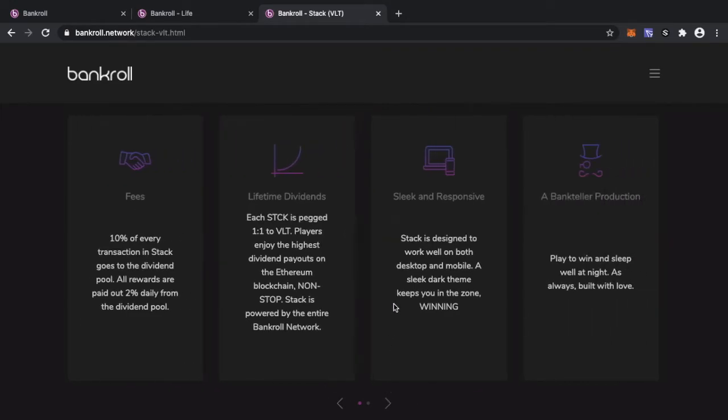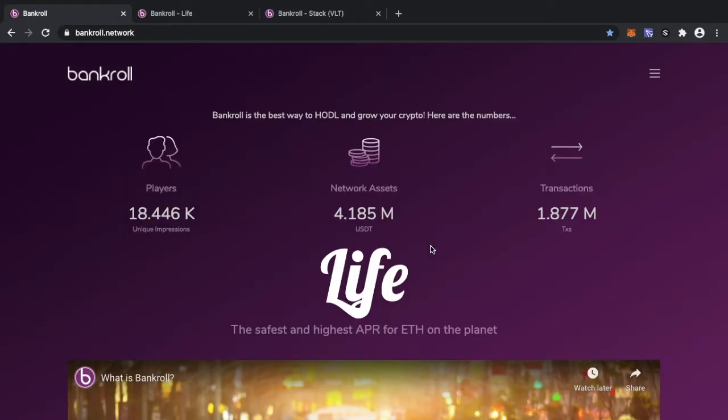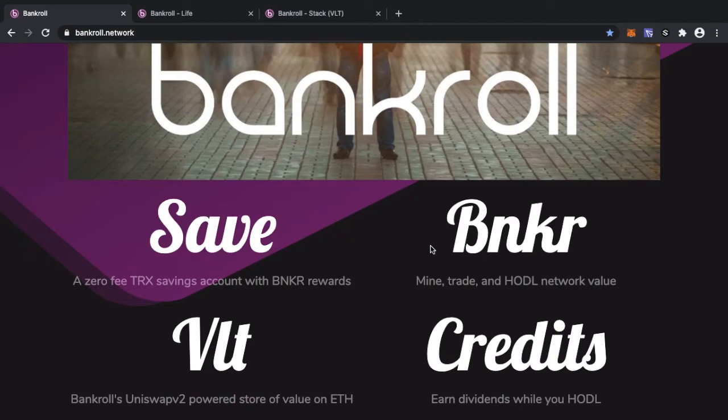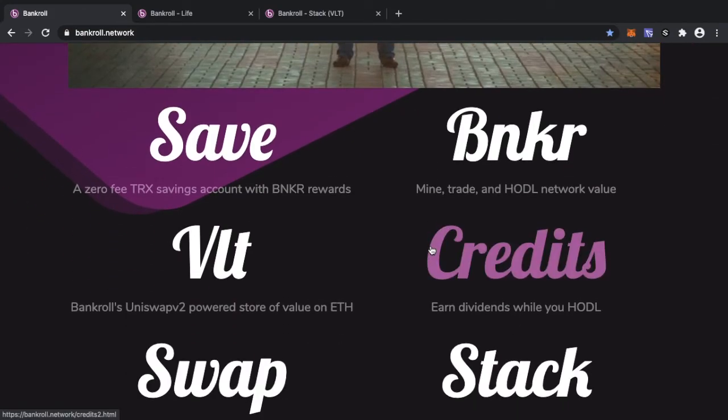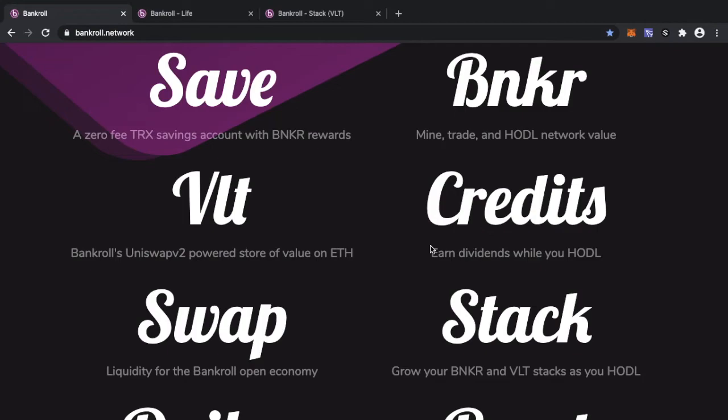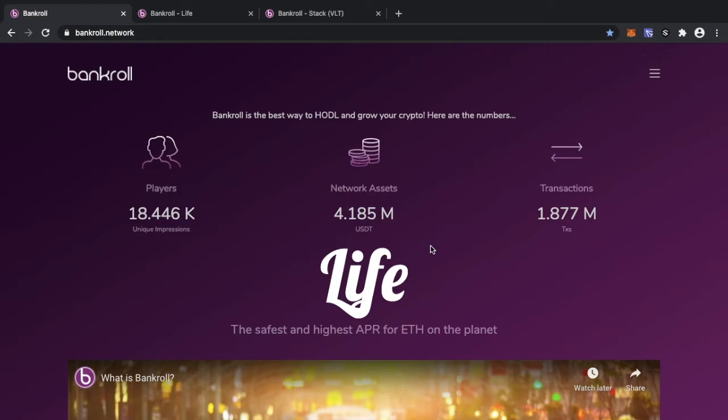The best thing about all these platforms is you basically play to win. So as always, every single part of this platform is designed to work perfectly. It's a big ecosystem that works together. So it's basically down to you how you want to play the game. Do you want to just only stick in Life? Do you want to kind of branch out and go into Banker, Volt, Credits, Swap, Stack? There's so many different aspects of the system that once you're in there, one platform feeds the other platform, so you're earning from both sides. So it's a really, really good platform.